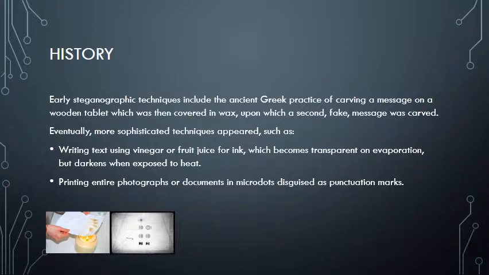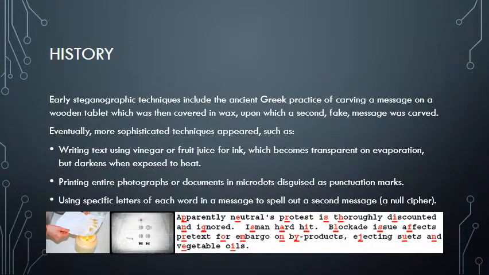Another popular method in the Cold War was printing entire photographs or documents in microdots disguised as punctuation marks. Another time-honored technique is using specific letters of each word in a message to spell out a second message, such as in a newspaper crossword puzzle. This is known as a null cipher. It was used both in real life and in spy novels and mystery novels and movies.